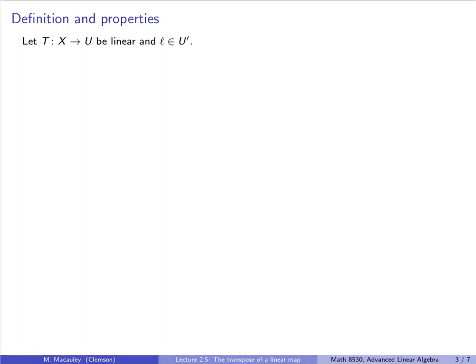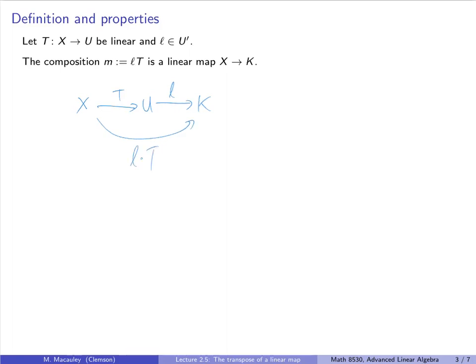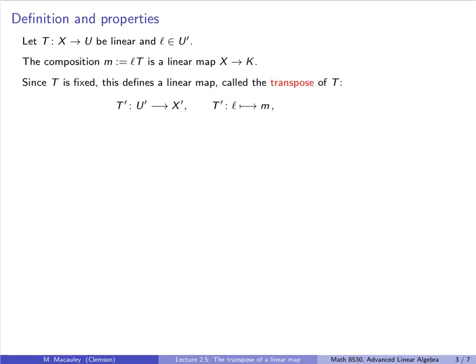Throughout, T will be a linear map from X to U, and L will be in the dual space of U. The composition will denote M, which is L of T, is a linear map from X to K. So remember, T goes from X to U, and L goes from U to K. So L of T is in the dual space of X. Since T is fixed, this defines a linear map called the transpose of T, denoted T prime, and it goes from U prime to X prime, which sends L to M. That is, L to L of T.